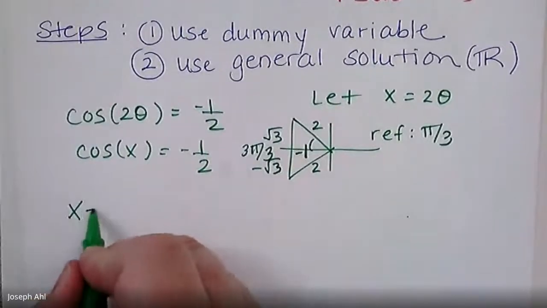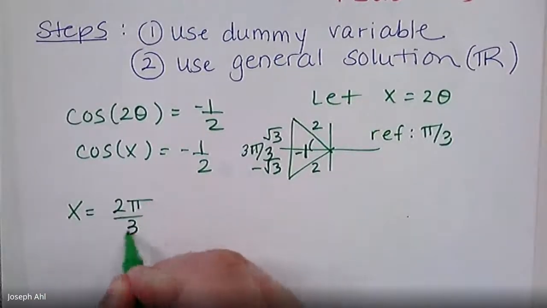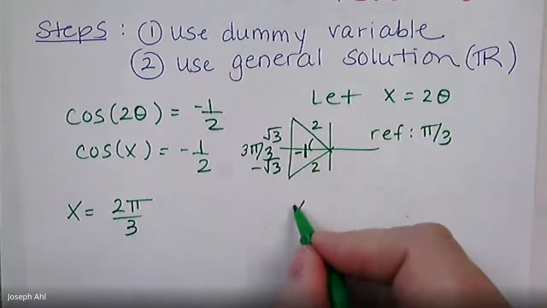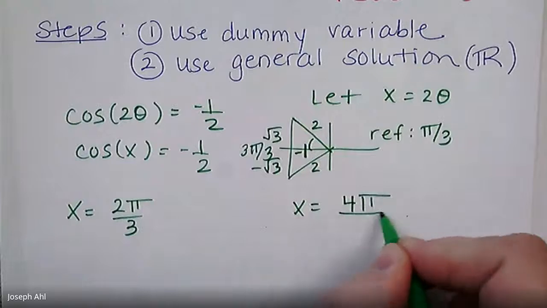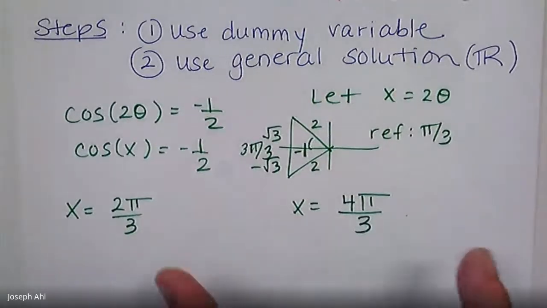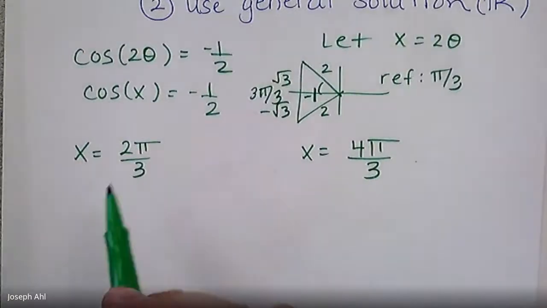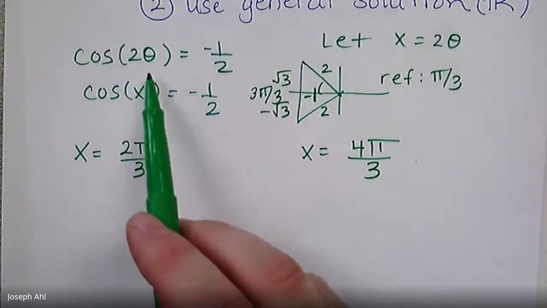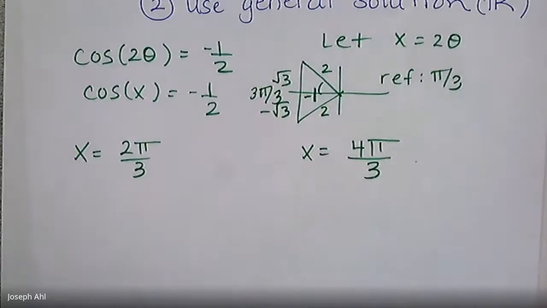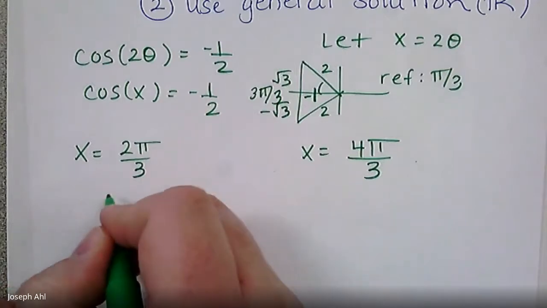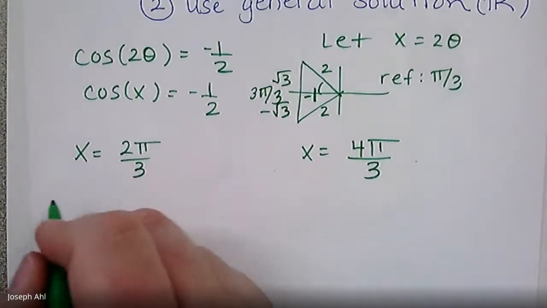Okay, so we get x equals 2 pi over 3. That's the solution in quadrant 2. 3 pi over 3 plus another pi over 3 is 4 pi over 3 for the quadrant 3 solution. Now I'm separating these in this pattern because we know that that's the solution for x. But remember, I'm really solving for theta. We have a dummy variable here. Okay. So what I'm going to do is now at this point replace with 2 theta.